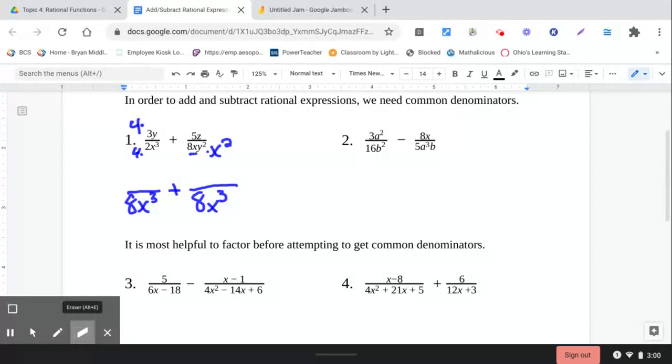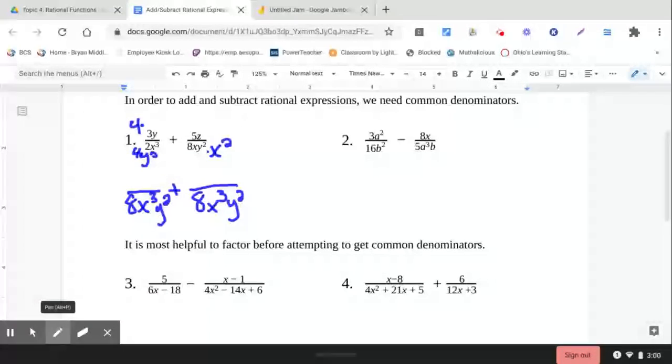And then the last thing that we need to think about is the y's. The first fraction doesn't have any y's. The second fraction has a y squared, so that's what we're going to need. So we'll need a y squared here. So we'll need to multiply this fraction by y squared, top and bottom. Okay. Oh, we forgot to multiply this by x squared, top and bottom. Okay, so make sure whatever you're doing to the bottom, you're also doing to the top.